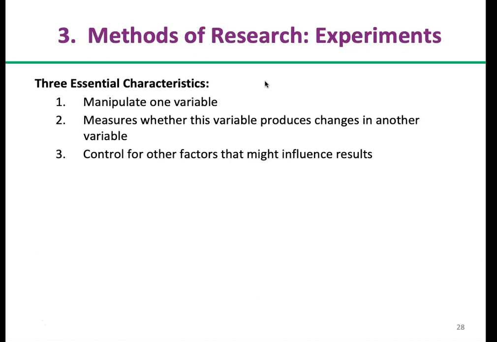Okay, so the third, experiments. Three essential characteristics. Manipulate one of the variables. You measure whether this variable produces change in another variable, and you try to control for factors that might influence the results. So just like the light coming in on the plant, you have everything be the same. You have the size of the plant, the age of the plant, the type of the plant, height, density. Try to have it exactly the same as the other plant, and the only thing that changes is whether it's getting sunlight or green light. And that way you can reasonably assume that any change would be due to that one factor.